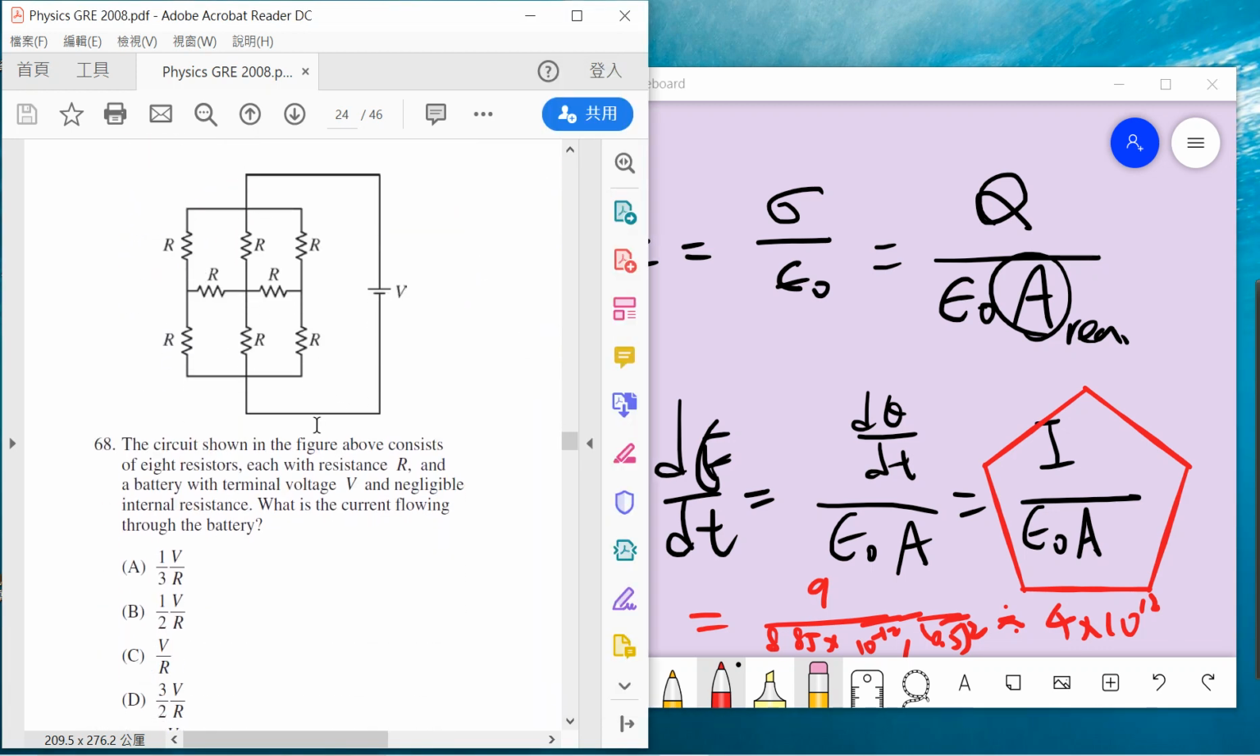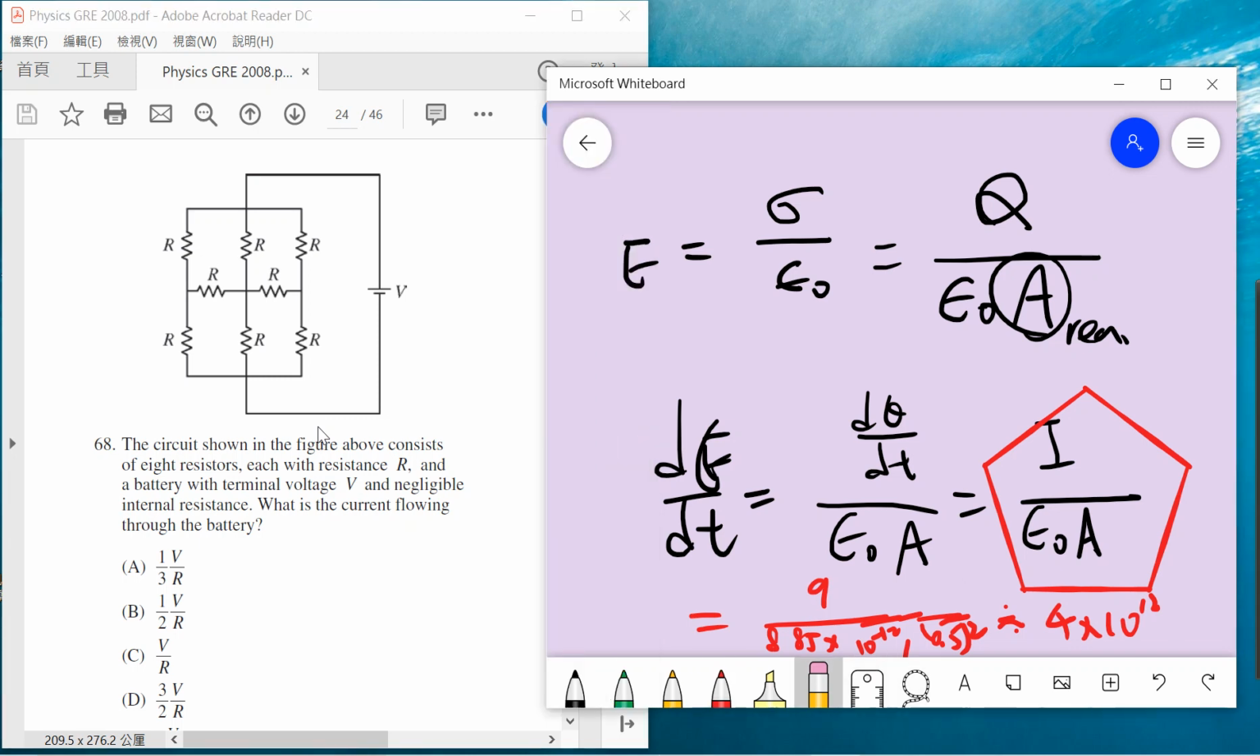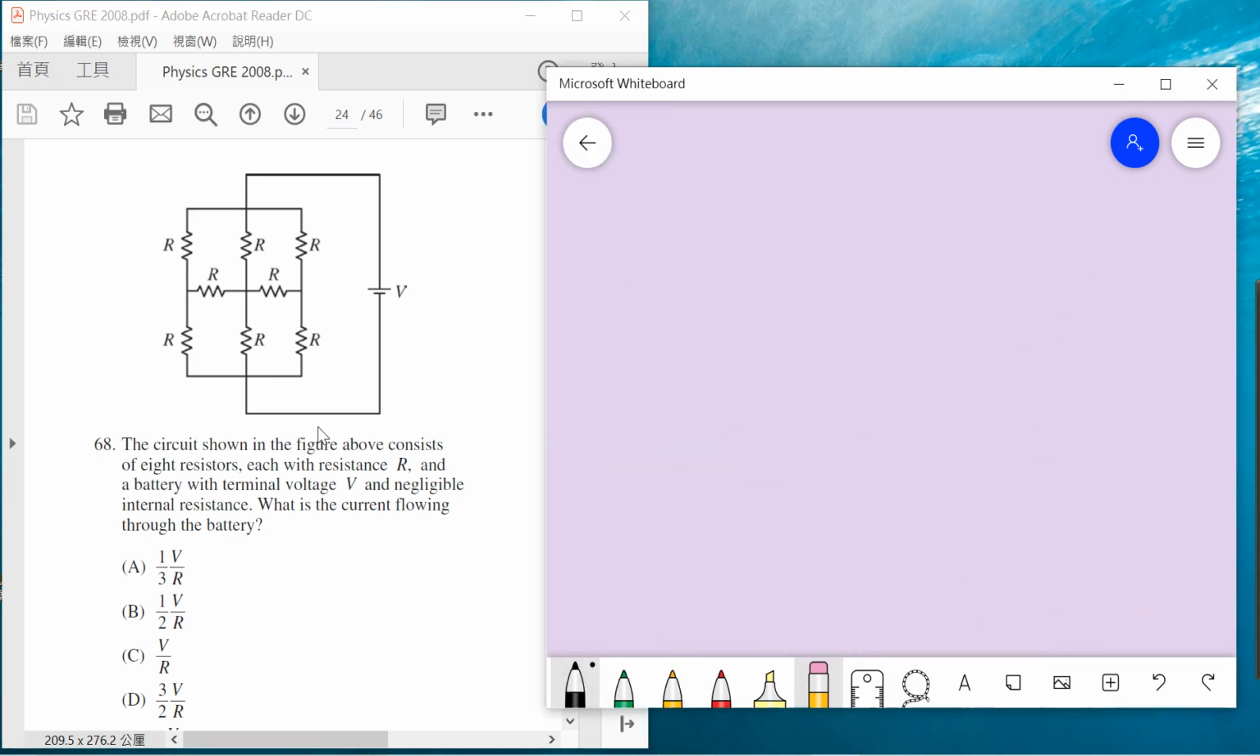So 68 is the electronics. Basically, you see the circuit and are asked about the current. Okay, so let me use my way to solve it. Basically, I like to solve the circuit.